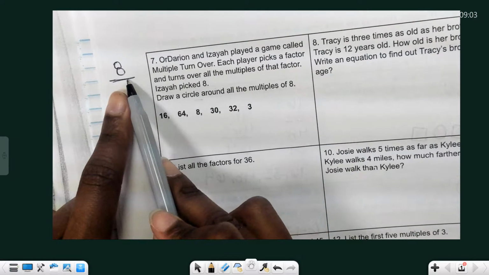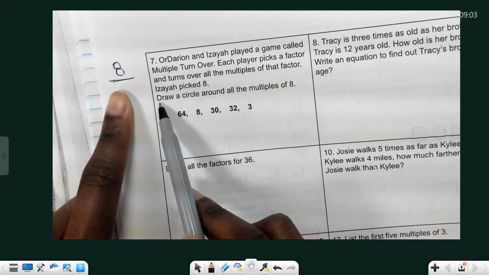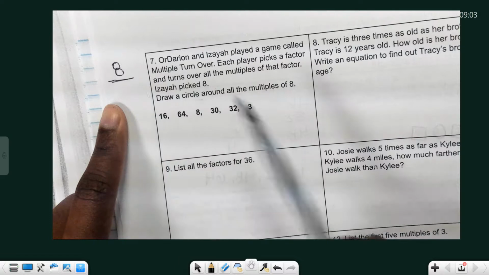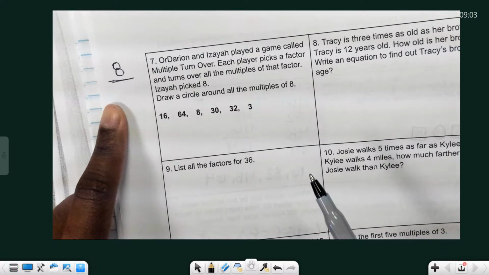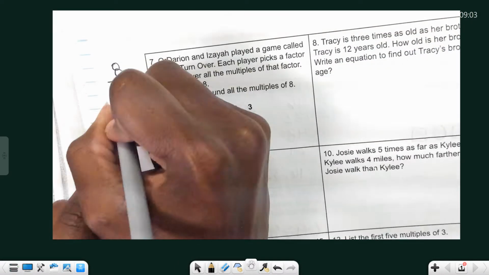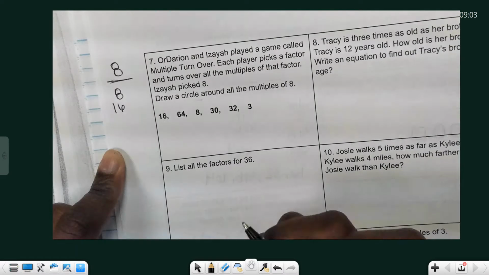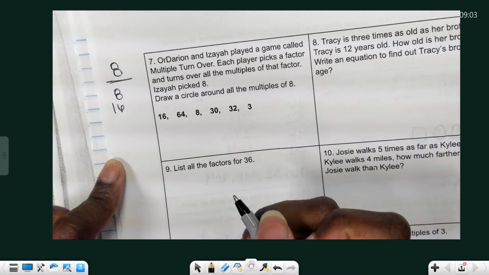So 8 is the factor that Isaiah picked, and we're doing all the multiples of 8. It says draw a circle around all the multiples of 8. So from here, you have to count by 8. So you have 8. What's your next number? 16.